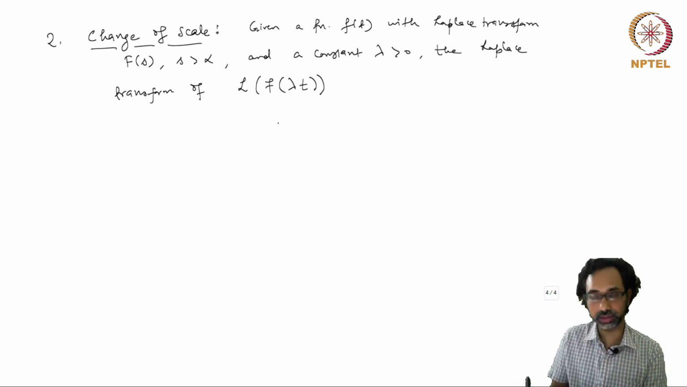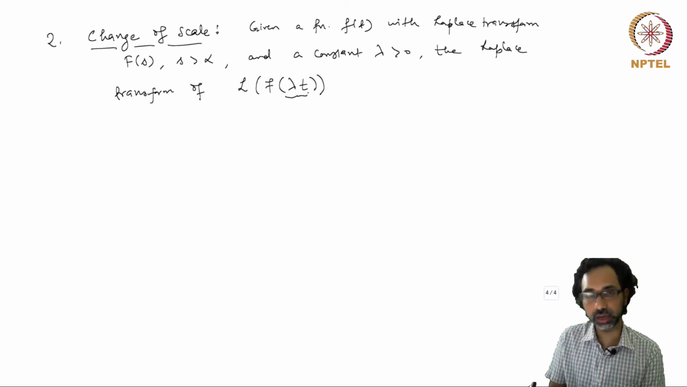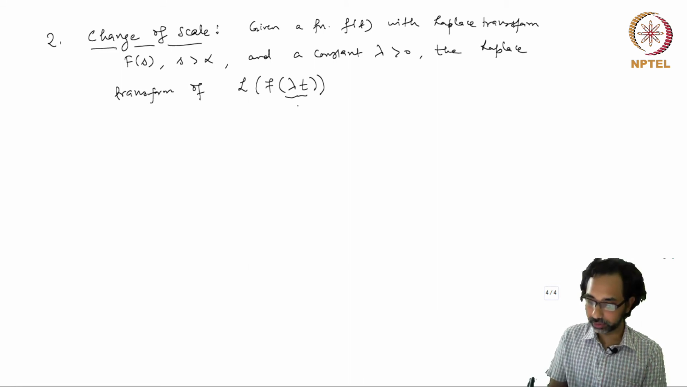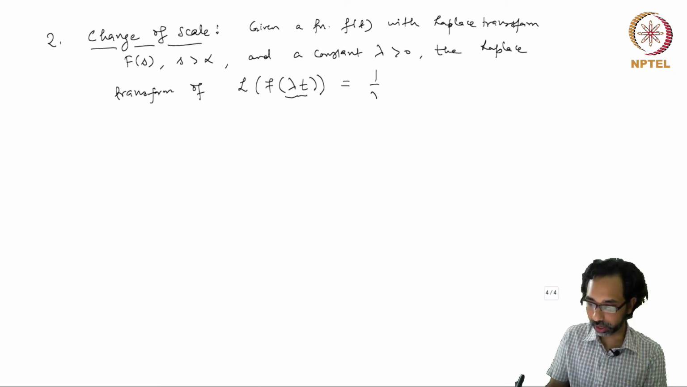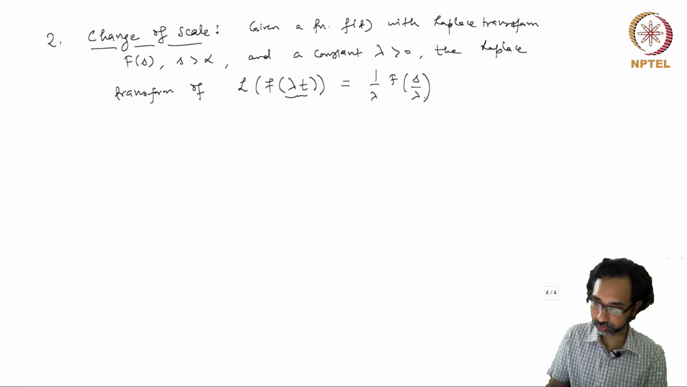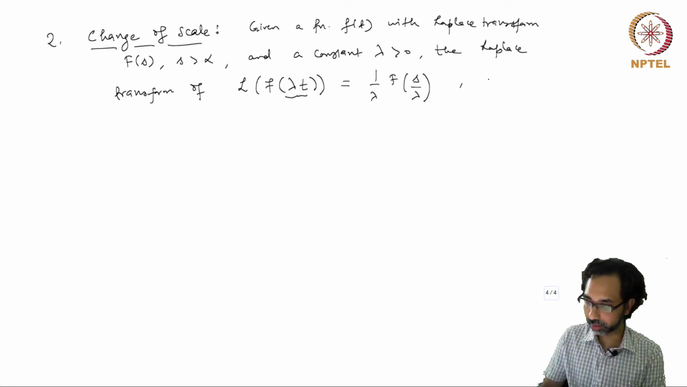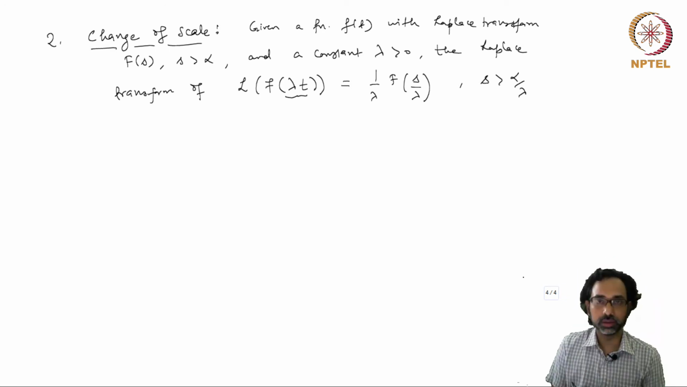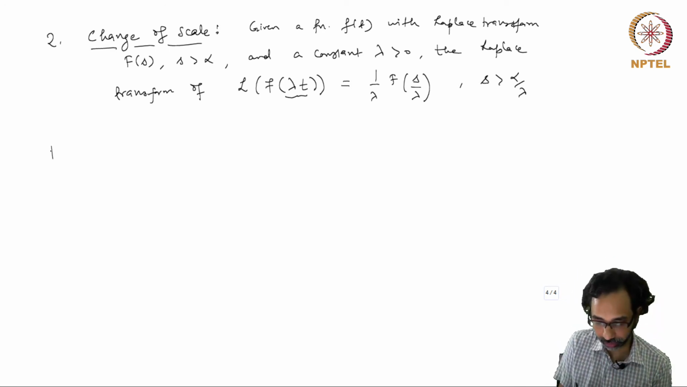So this is like a scaling. This is why it's called change of scale. We are changing the scale of the domain. So the Laplace transform of this function is given by 1 over lambda F of s over lambda, and this will be defined for s greater than alpha by lambda. So let's try to give a proof for this result.